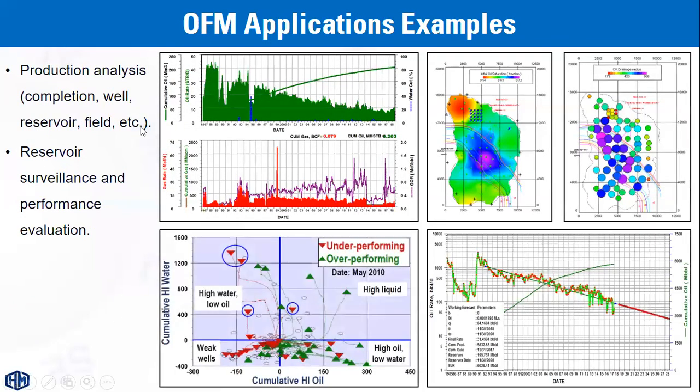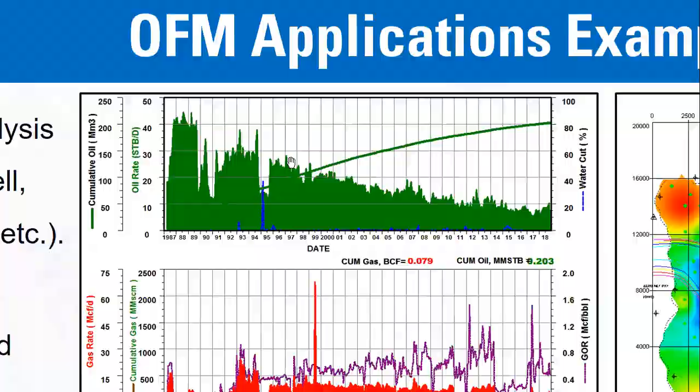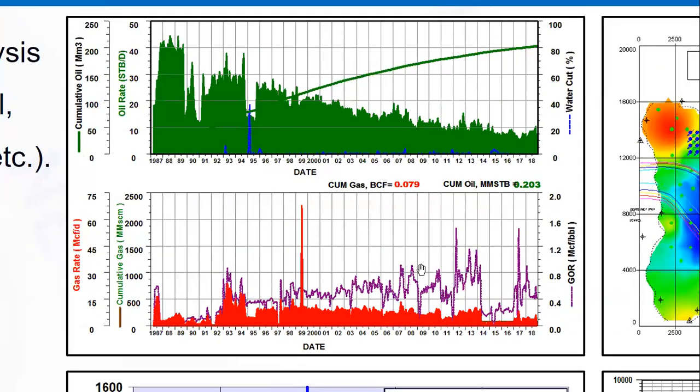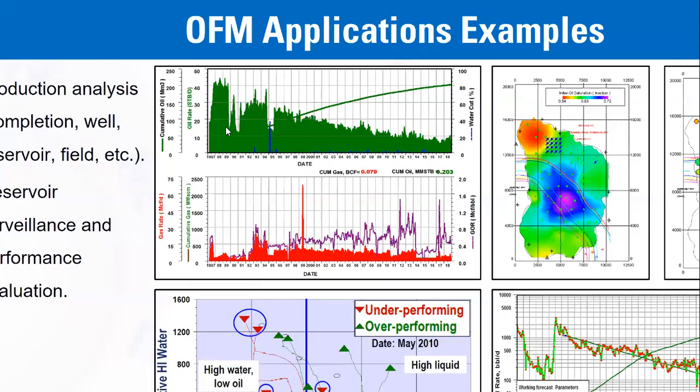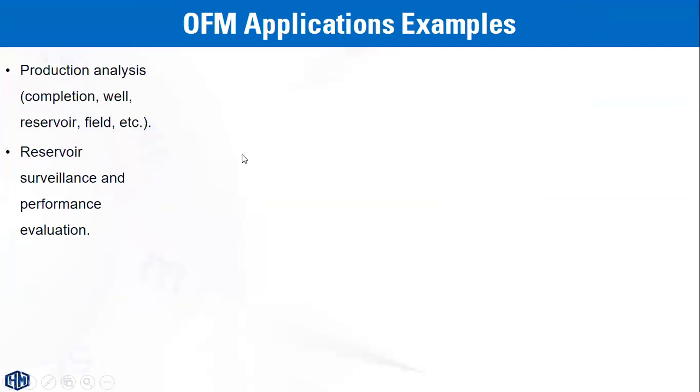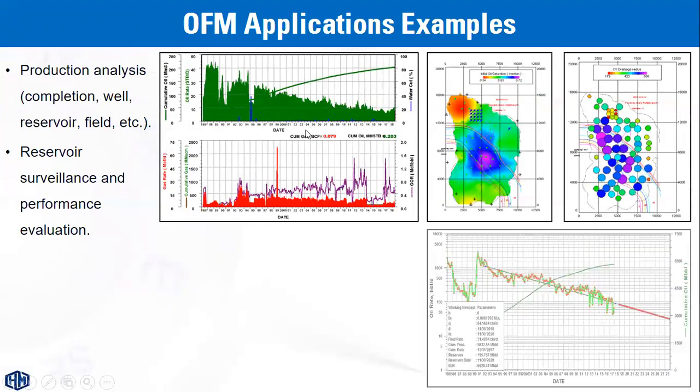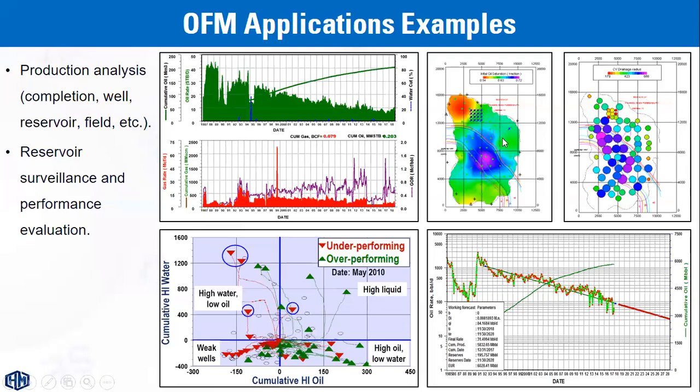So analysis tools and applications, as you can see, the first data tool is analyzing the production performance for the well level. As you can see, we have production data versus time and the production ratios like gas oil ratio, water cut, and the cumulative production, also gas oil ratio trends. This data can be analyzed on the reservoir level, field level, and also well level.